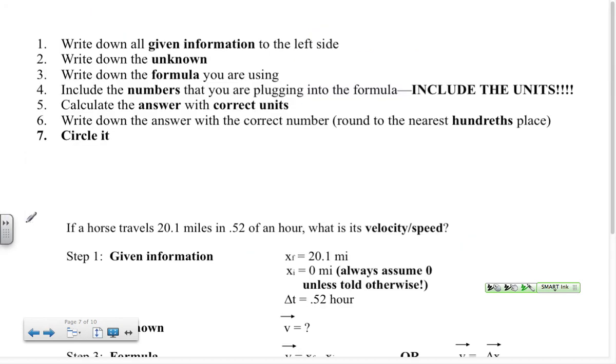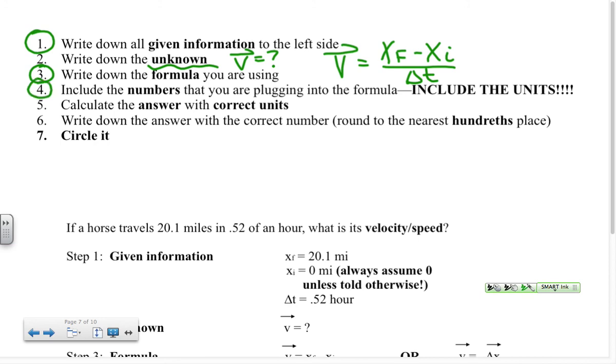Now, I'm going to go over a few things that are important when we do calculations in physics. By doing it right now, it will help whenever you have more difficult problems. Well, first thing we always do is write down all of our given information over on the left-hand side. We write down what our unknown is. So our unknown in the case of velocity, we just say unknown is velocity, our question mark. We would write down the formula that we're using, and we know now that the formula would be XF minus XI over delta T.